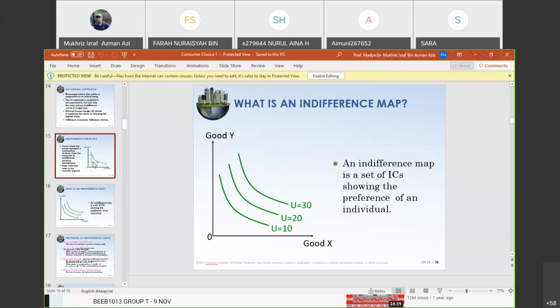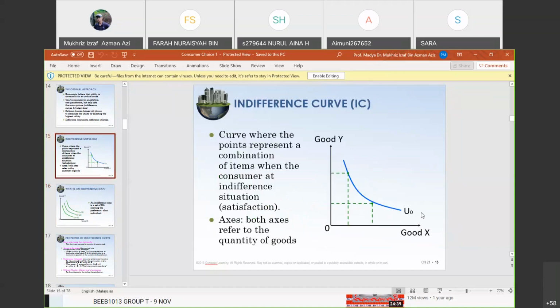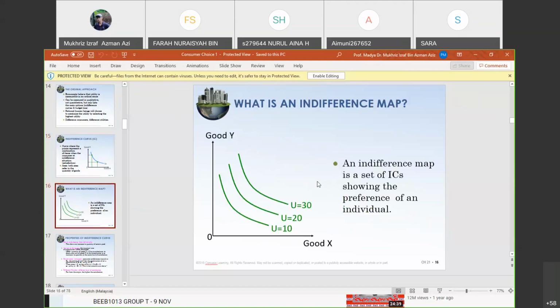But the main thing is that along the same indifference curve, the amount of utility will be the same. It's just a different combination of x and y. As long as you are on the same curve, the amount of utility will be the same. It's just that you are changing the combination of y and x. Utility can only increase if you move to a higher indifference curve.